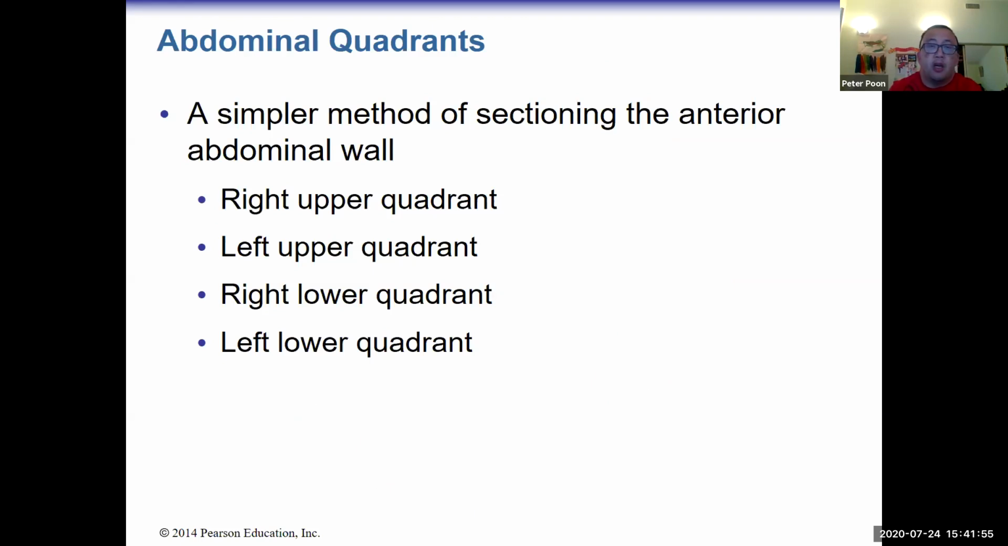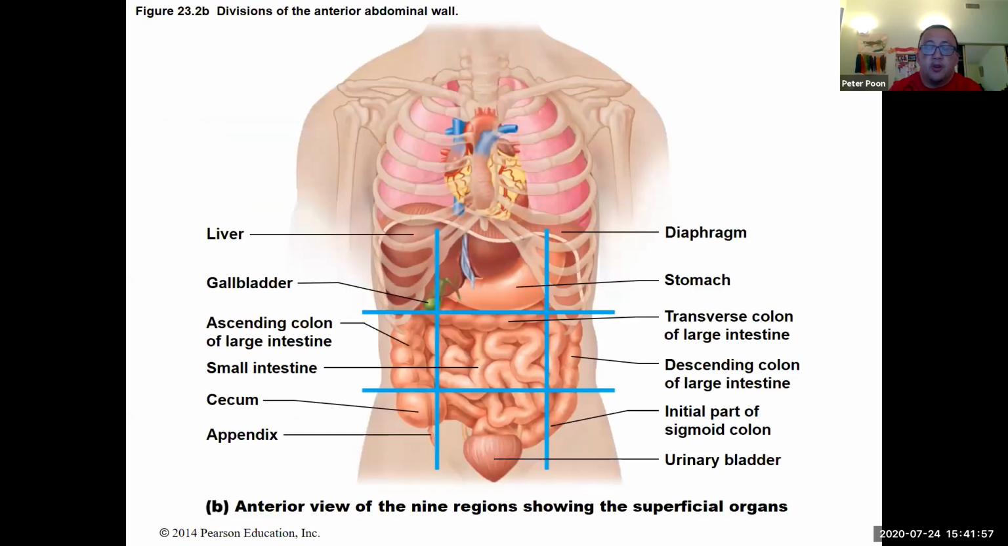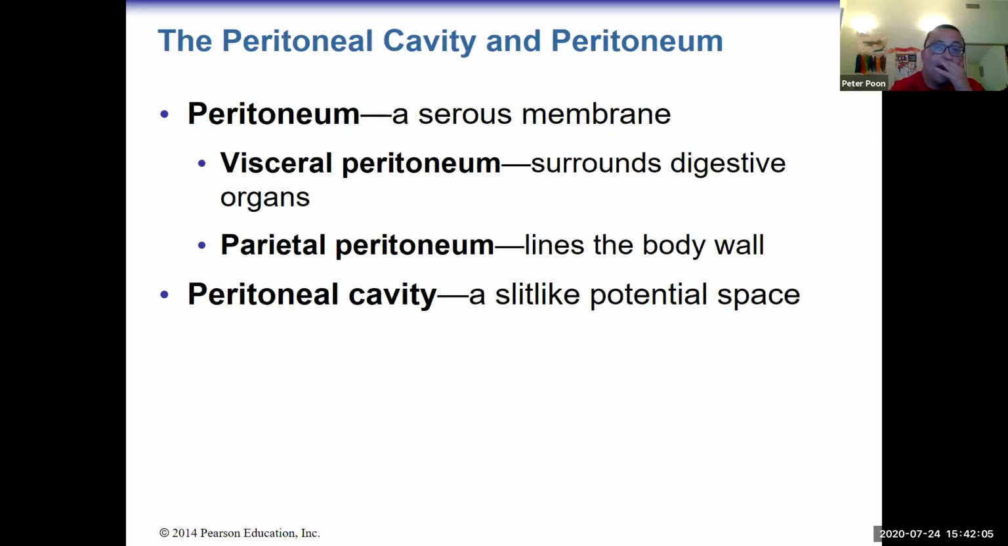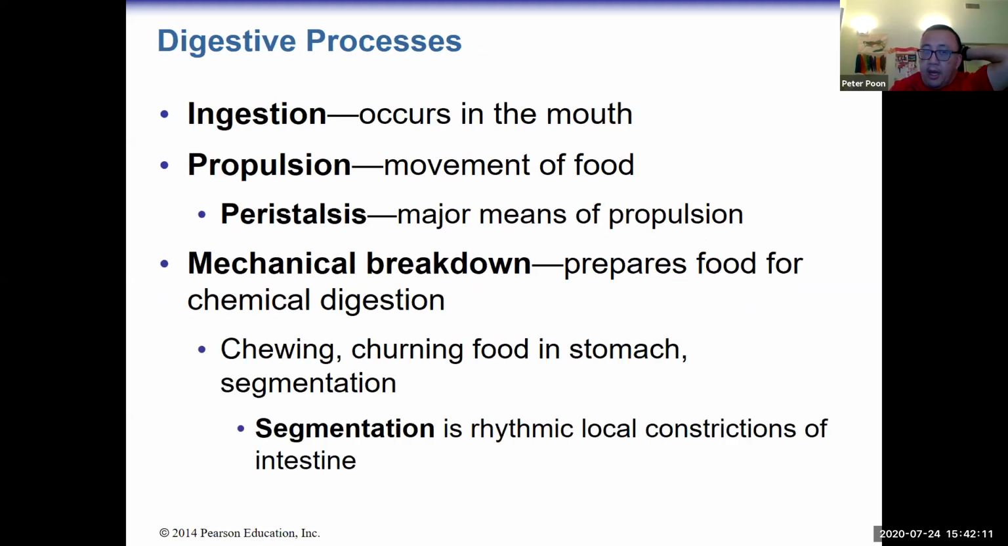So we'll skip the divisions or the quadrants, where we covered those. The peritoneum we'll skip. So the digestive process: ingestion occurs in the mouth, then propulsion, the movement of food.